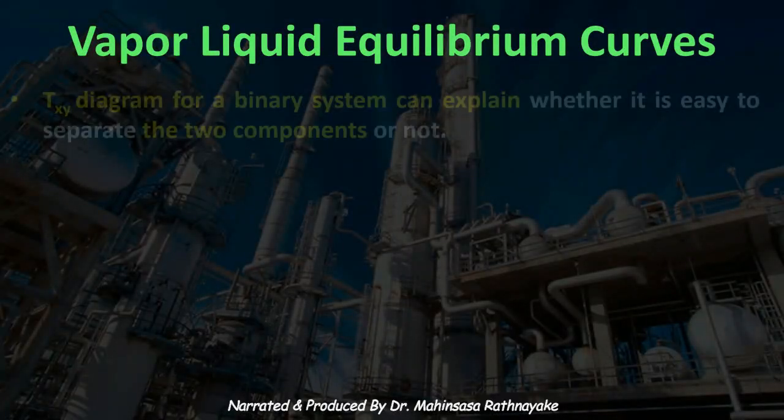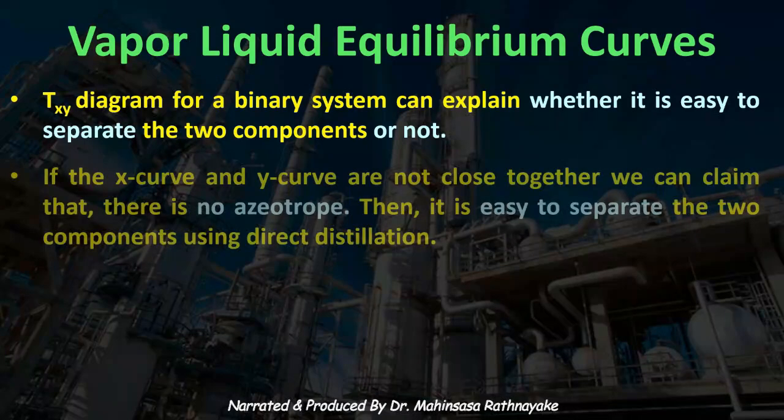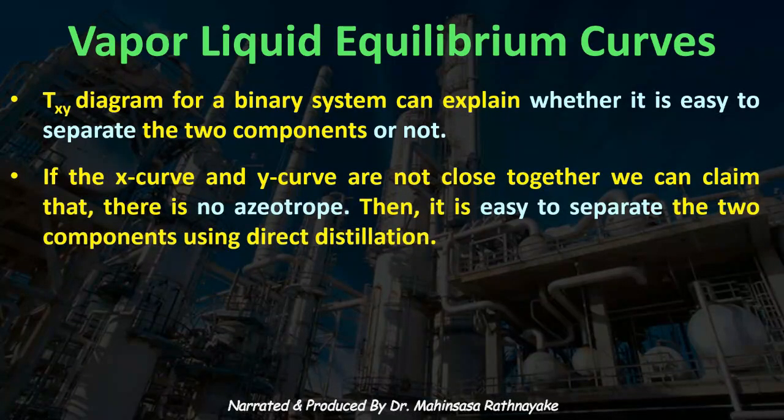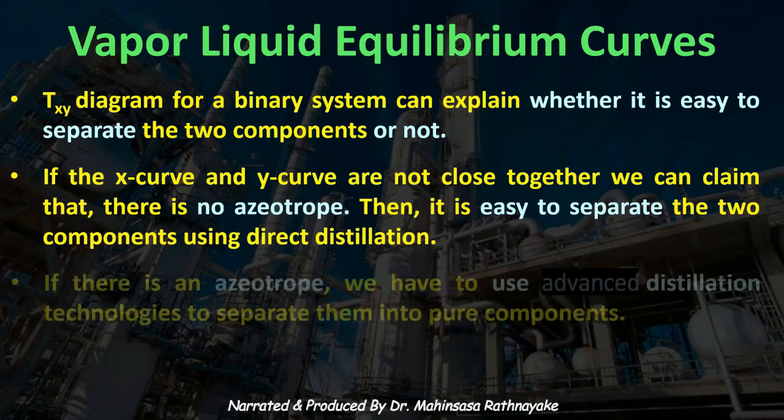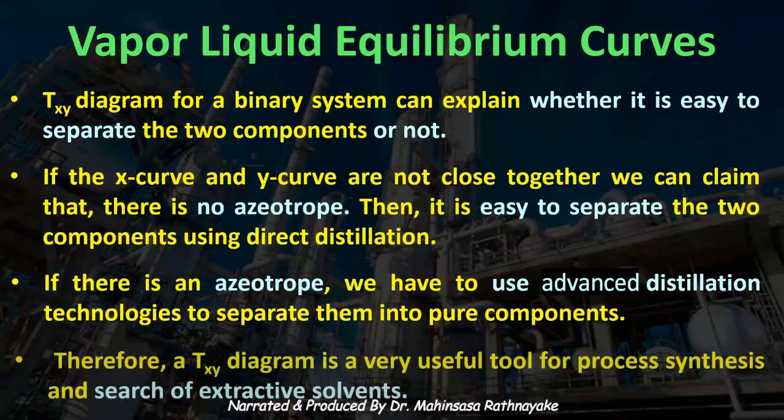A TXY diagram for a binary system can explain whether it is easy to separate the two components or not. If the X curve and Y curve are not close together, we can claim that there is no azeotrope. Then it's easy to separate the two components using simple distillation. If there is an azeotrope, we have to use advanced distillation technologies to separate them into pure components. Therefore, a TXY diagram is a very useful tool for process synthesis and search of extractive solvents.